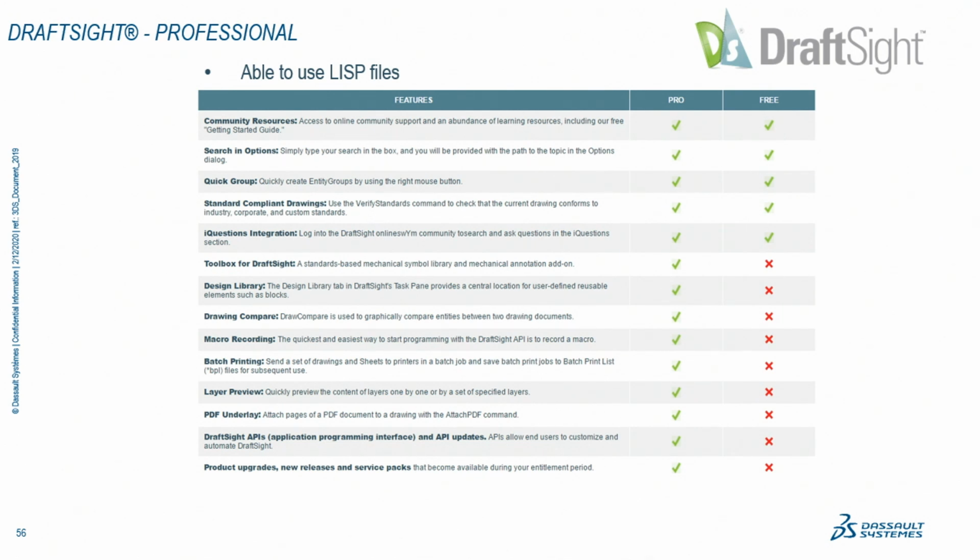Here's for your reference what you're able to do. If you see on the pro side of things versus the free, which is now the standard, standard is the $99 version, you're able to do everything: quick groups, options, 3D resources. After that, like design library, drawing compare, macros, and Autolist. But APIs and stuff like that aren't included. Those are in the Pro and the Enterprise.